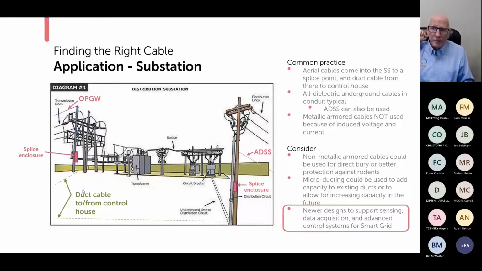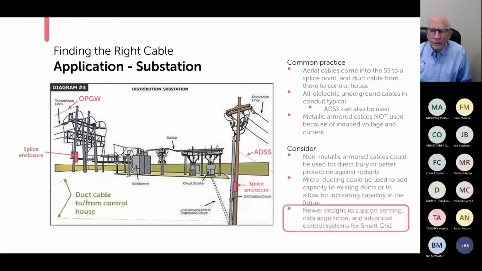So next up, substations. So in general, for substations, when it comes to fiber optic cable, you've got OPGW or ADSS coming in, and then within the substation, what's most common is to use duct cable to get to or from a control house. Now, in this picture, I show the splice enclosure inside the substation. Probably the most common way it's done. Could be outside though, and then brought in again underground for one reason or another. Same with ADSS.